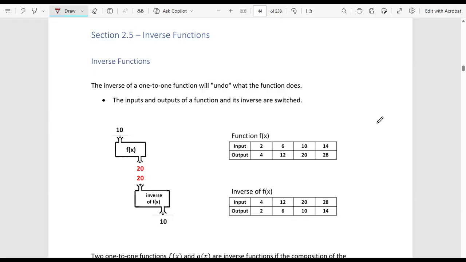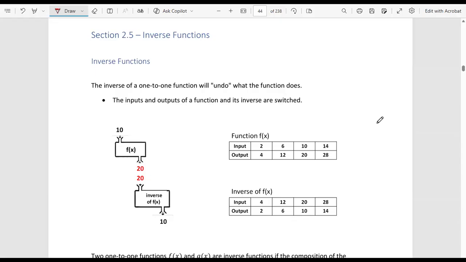And why is that a requirement for having an inverse? Because if the function is not one-to-one, when you find the inverse, it is not a function anymore. So if you want to have an inverse function, you have to make sure that the function is one-to-one.